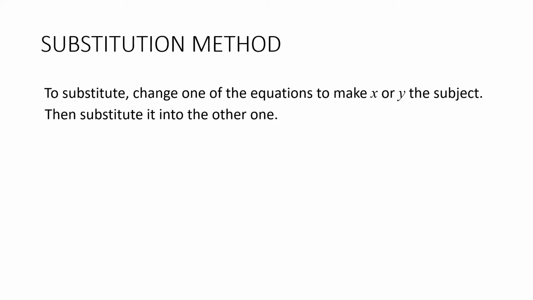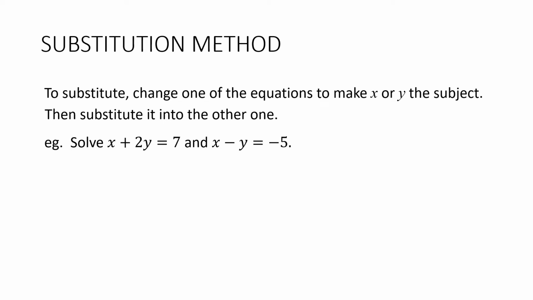Now let's look at the substitution method. To substitute, we change one of the equations to make either x or y the subject. Now it's possible that it already is. Then we substitute it into the other one. So here's an example. Solve x plus 2y equals 7 and x minus y is equal to -5.